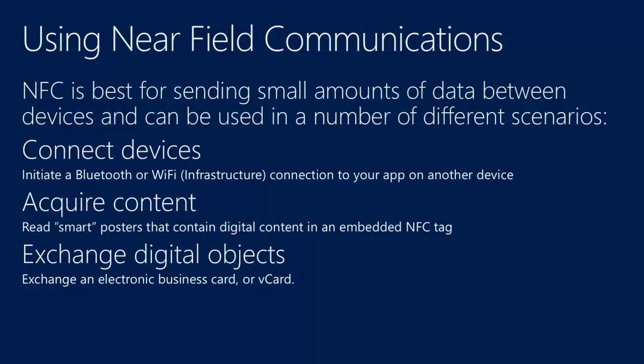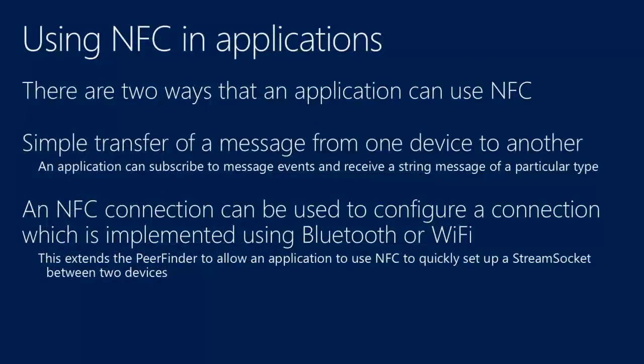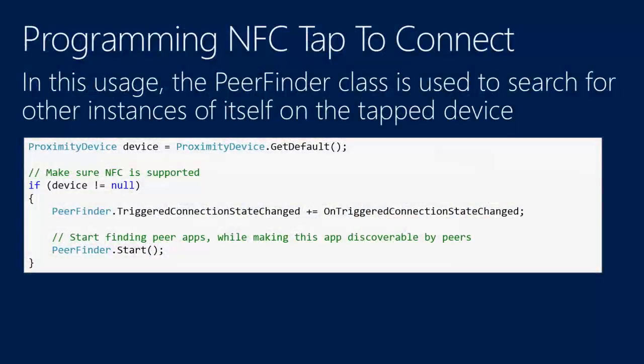So you can use NFC for connecting devices together. You can use it as a tap to connect, as an initial way of setting up a Bluetooth or Wi-Fi connection so you can then do something with a bit higher bandwidth. Or you can read smart tags on posters, or simply exchange strings or URIs or things like vCards, contact details. That works very nicely today between Windows phones and Android devices, for example. iPhones do not have NFC. So, as I've said, it can be a simple transfer of a message or used to configure a connection between the two. First of all, I'm going to look at tapping to connect to set up a higher bandwidth connection.